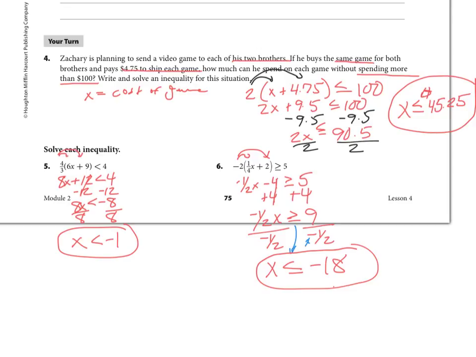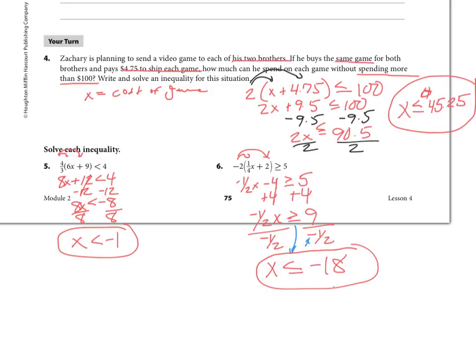All right, a couple of things to point out here. He's buying a game for his 2 brothers. So one of the things we have to do right here, we got to multiply by 2. The cost includes 2 things. The cost of the game, which I called X, and the cost of shipping, which was $4.75, and I have that right here. The overall total has to be without spending more than $100. So that's less than or equal to. You can spend $100, but you cannot exceed that or go above that.